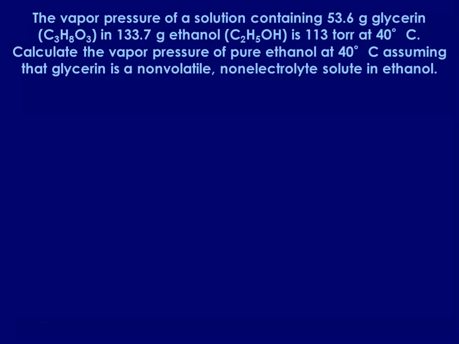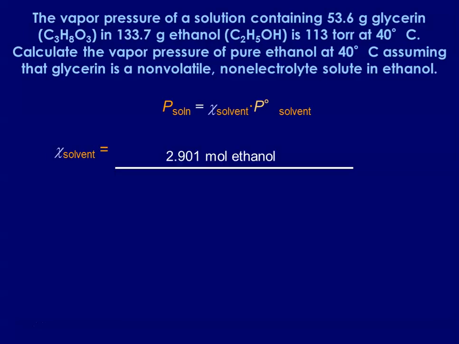So as you saw in that previous equation, to calculate pressures using Raoult's law, we need to have mole fractions. We want to have a mole fraction specifically of our solvent. So we have the grams of glycerin and we have the grams of ethanol. And we're going to convert those both to moles using our molar mass. So 53.6, when it's converted, is going to give us 0.582 moles of glycerin. I would just take the molar mass of glycerin and divide it into that 53.6. While the 133.7 grams of ethanol, when it gets converted using its molar mass, is going to have 2.901 moles.